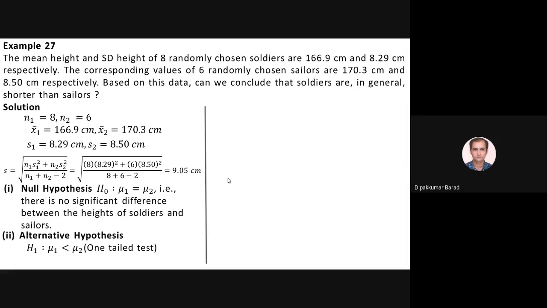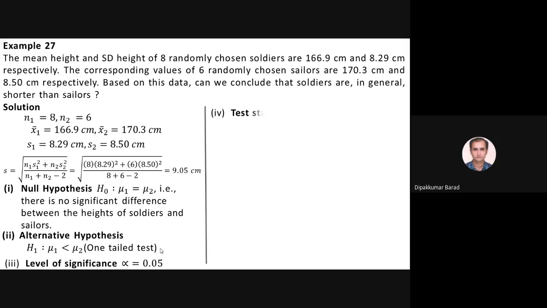So what we get as the alternative hypothesis: can we conclude that the soldiers are in general shorter than sailors? The mean of the soldiers' height is mu1, so mu1 less than mu2, which is our alternate hypothesis. Here we are saying mu1 equal to mu2, there is no significant difference between the height of soldier and sailor, and the null hypothesis is always assumed for rejection. So the alternative hypothesis is whatever we have been given, which is accepted, and this is mu1 less than mu2. So it is a one tail hypothesis, and the level of significance has not been given.